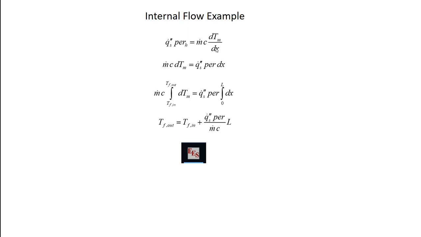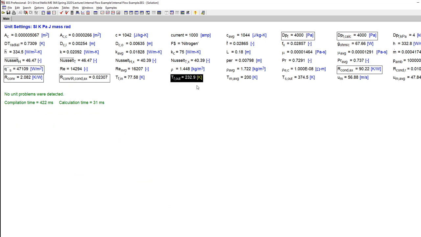I just put the dx term over here, and I have dT over here. I integrate both sides. The heat flux is a constant, so I can pull that out, and I get this equation here, which just says that the outlet temperature is the inlet temperature plus, this is basically how much energy did I pump into that fluid, divided by m dot times c. So let's go look at what that looks like. That's what I did right here. This calculates my exit temperature. If I hit solve, what I find is that my outlet temperature is 232.9 Kelvin, right?